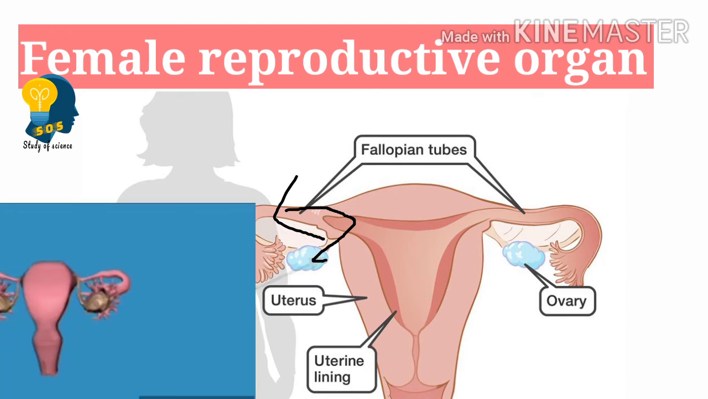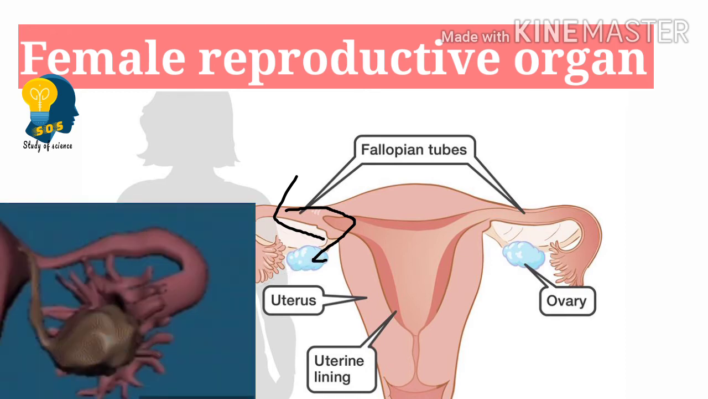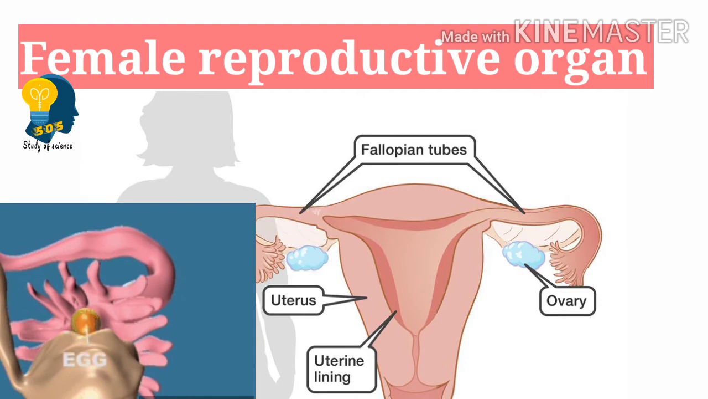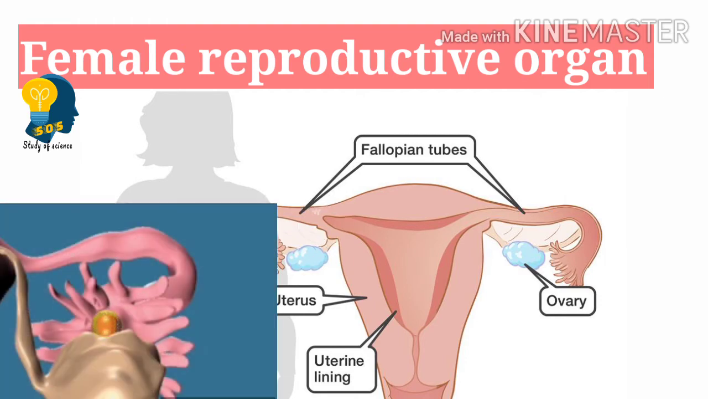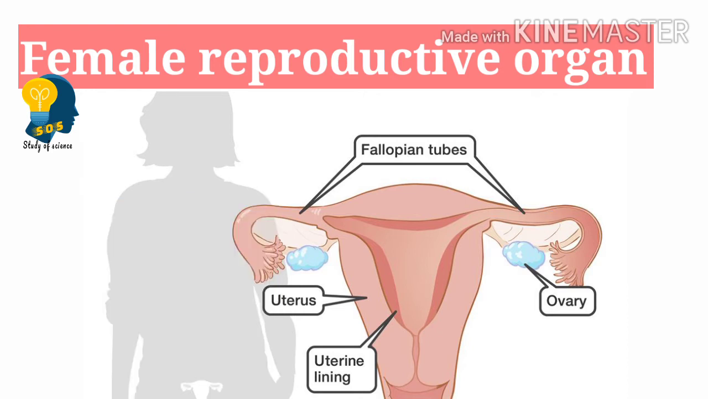So every month one mature egg from the ovary will get into the fallopian tube. It will wait for a certain period of time and then it comes out. Okay. So what is the function of fallopian tube? It receives one matured egg from the ovary every month. Clear? Then finally the third important part which we have to understand this year is the uterus.